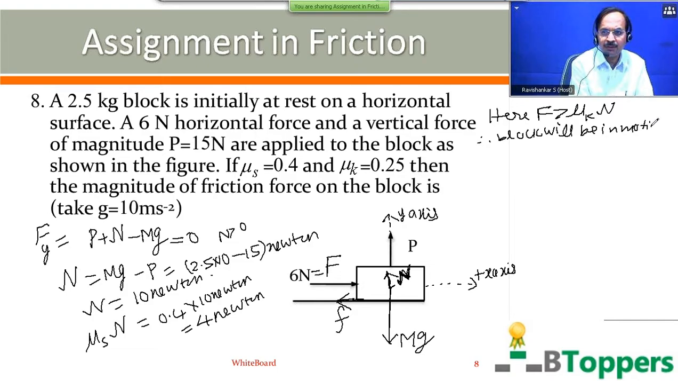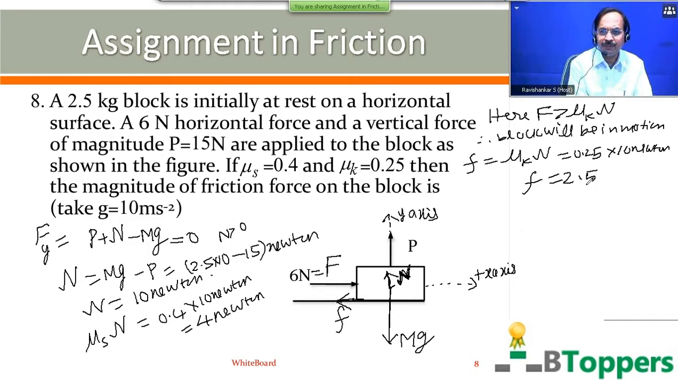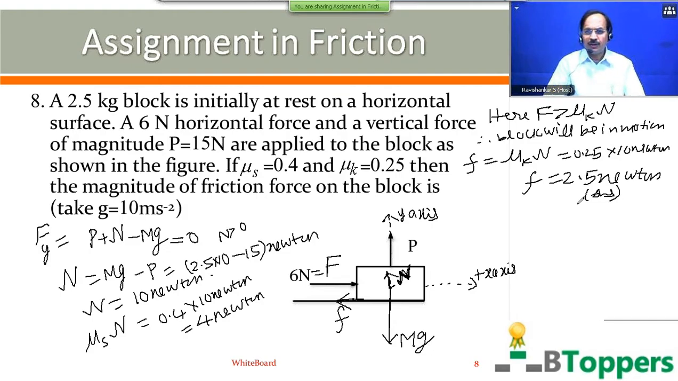Then the force of friction on the block by the floor, we can call it kinetic friction. The magnitude of friction on the block is equal to mu k into the magnitude of normal reaction. Mu k is 0.25. The magnitude of normal reaction is equal to 10 newtons. Therefore, the magnitude of friction on the block will be 2.5 newtons. So the answer is 2.5 newtons. Of course, you are not asked to calculate the acceleration of the block in this case.